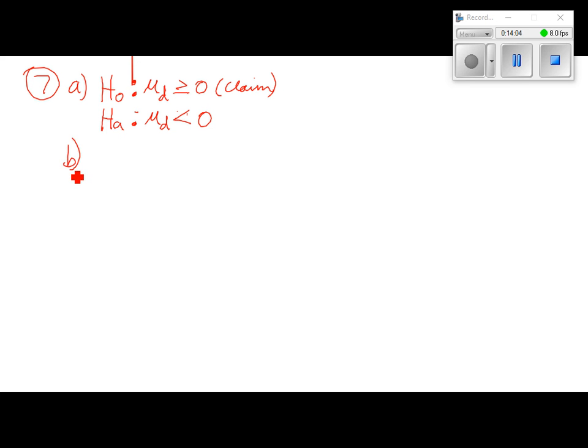Part B says find the critical values. Again, we're dealing with small sample sizes because they tell us N is 17. Oh, up here we should have said, since that's a left tail.